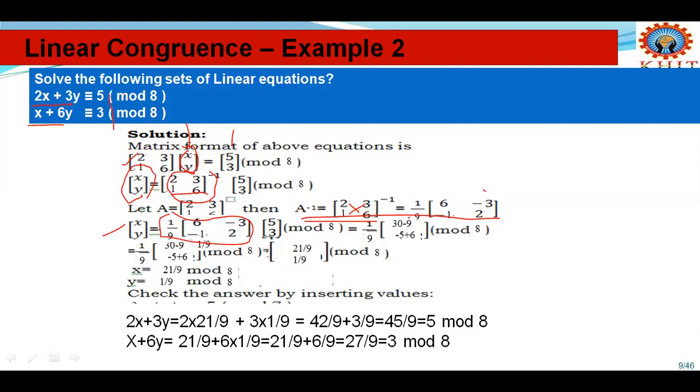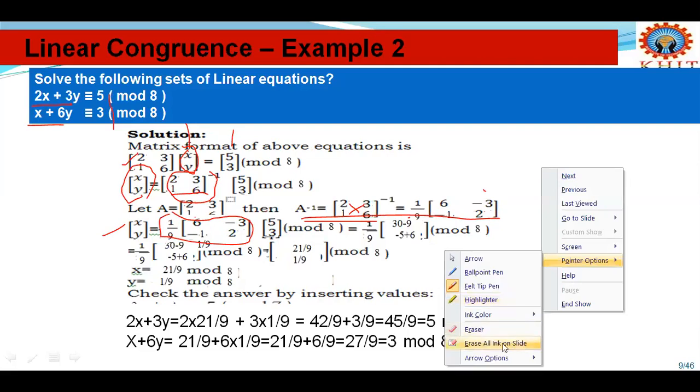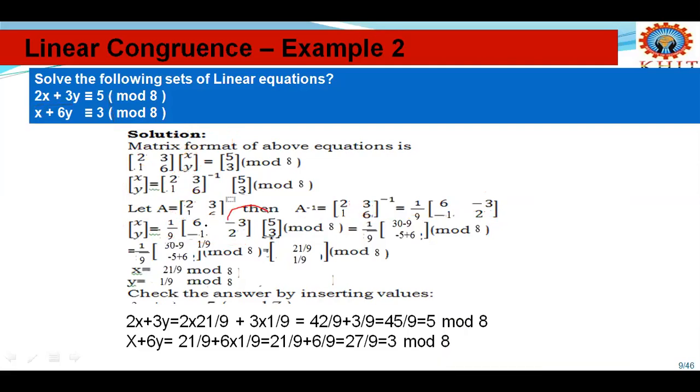Now multiply this 2 by 2 matrix and this 2 by 1 matrix. So 6 times 5 is 30, minus 9, that means 21. Then minus 1 into 5, that means minus 5, plus 6. Minus 5 plus 6 is 1. So 1 by 9 into this: 30 minus 9 is 21, and the second is 1. So x equal to 21 by 9 mod 8, and y equal to 1 by 9 mod 8.